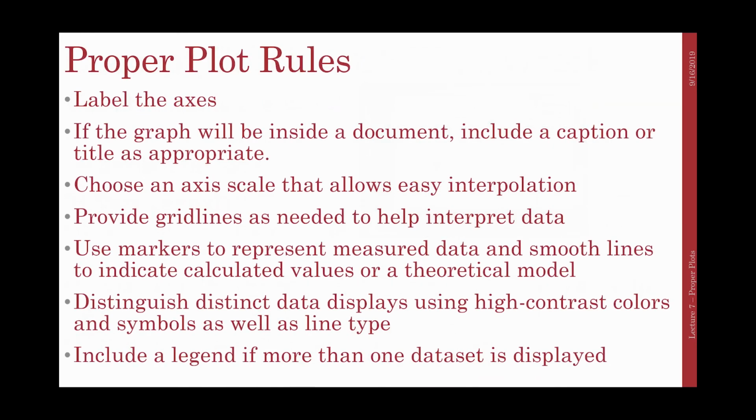So what are proper plotting rules? The proper plotting rules are that you label the axes. If a graph will be inside of a document, you include a caption or a title as appropriate. You choose an axis scale that allows easy interpolation. You provide guidelines as needed to help interpret the data. You use markers to represent measured data and smooth lines to indicate calculated values or a theoretical model. You distinguish data type displaying using high contrast colors as well as symbols and line type, and you include a legend if more than one data set is displayed.